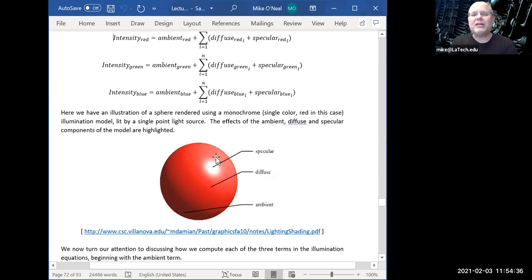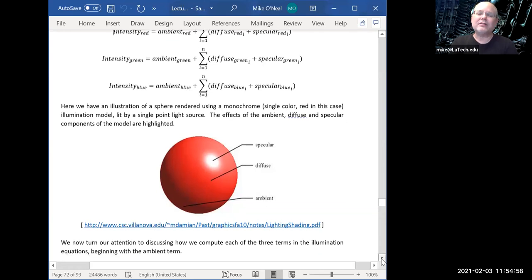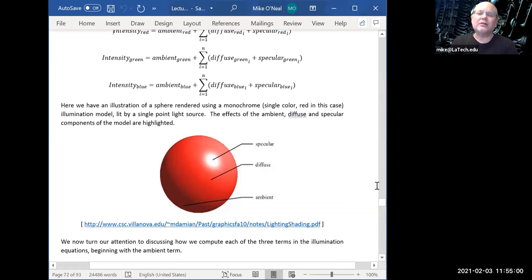If you're constrained in compute resources, the first thing that people throw out is the specular component. You don't get the pretty highlights, but you can save yourself a lot in computation. Okay. Does that make sense? All joking in the chat room aside, do you see what I'm saying here?